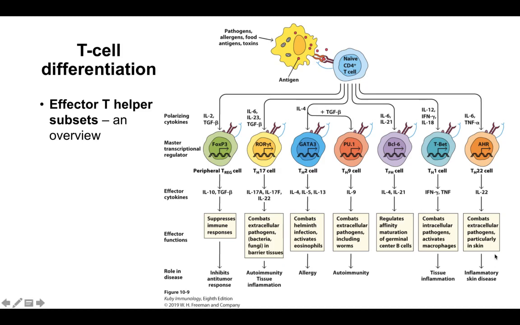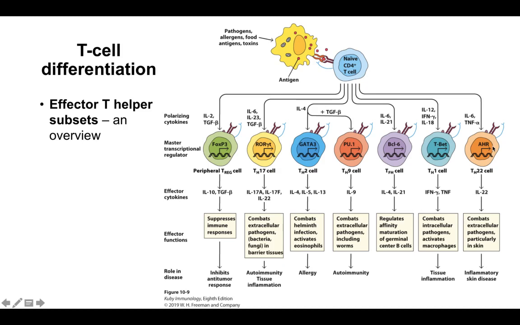Another T helper cell that helps for extracellular pathogens, and importantly in the skin, is the Th22, and they are generated from the cytokines IL-6 and TNF, and they actually make IL-22, and this seems to be important in the skin.